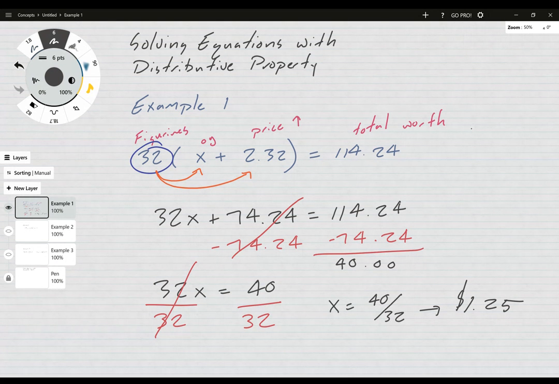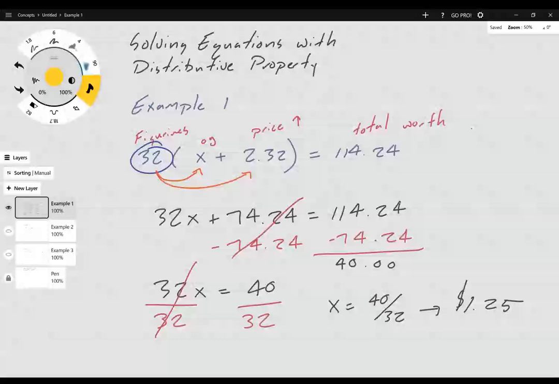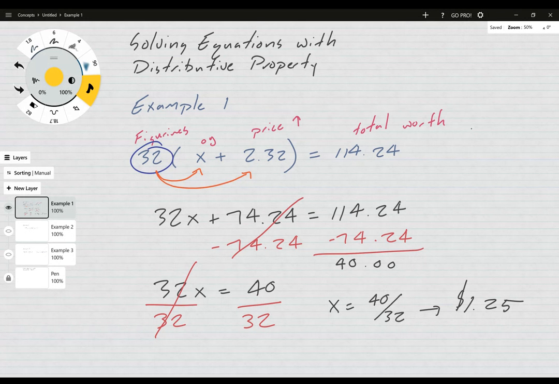So again, the distributive property, you are taking our coefficient of 32, multiply it by each term inside of parentheses, and then we'll get to a point where we're just solving a two-step equation. Let's move on to the next problem.